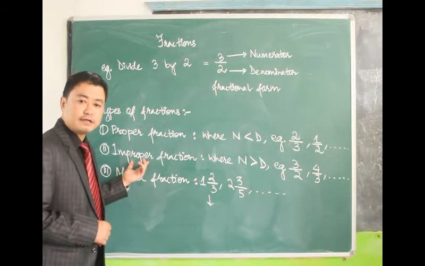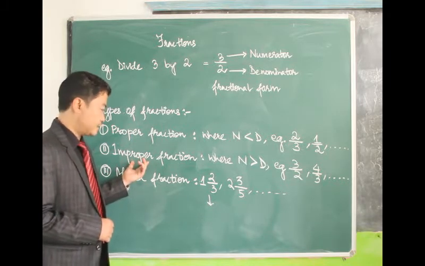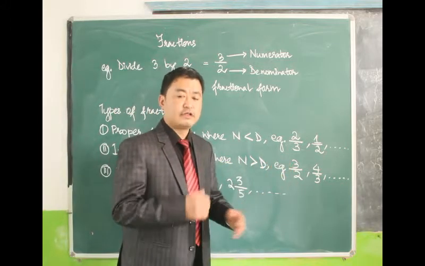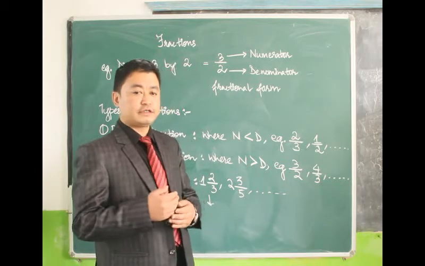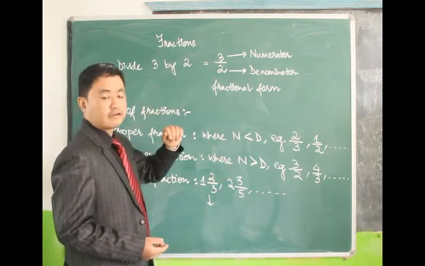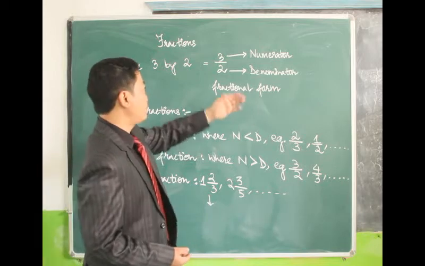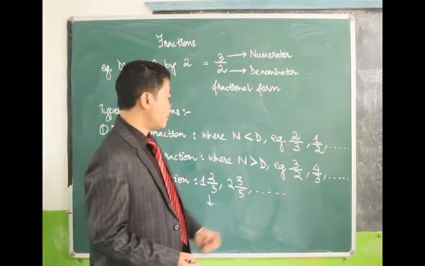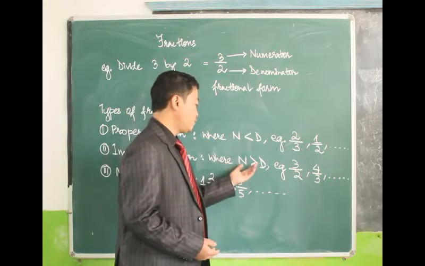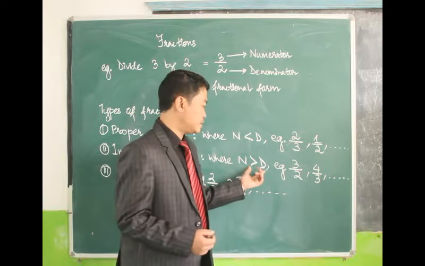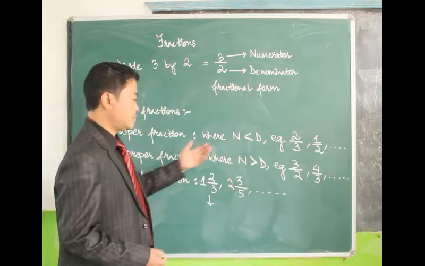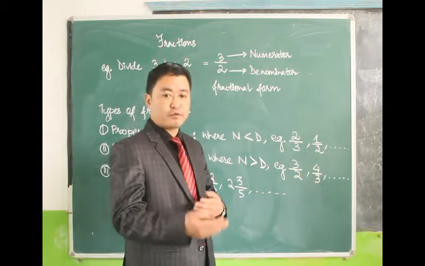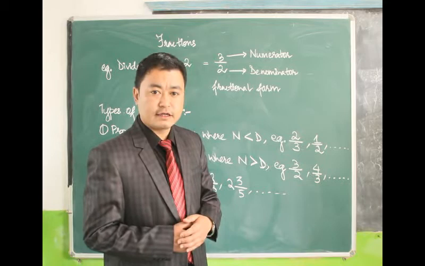Next comes the improper fraction. In an improper fraction, the numerator is greater than the denominator. You may get questions like the same first example, 3 divided by 2. Here the numerator is greater than the denominator, the upper part is greater than the bottom part. Wherever the numerator is greater than the denominator, those fractions are known as improper fractions. Examples are 3 by 2, 4 by 3, and you can go on plotting some more examples for improper fractions.